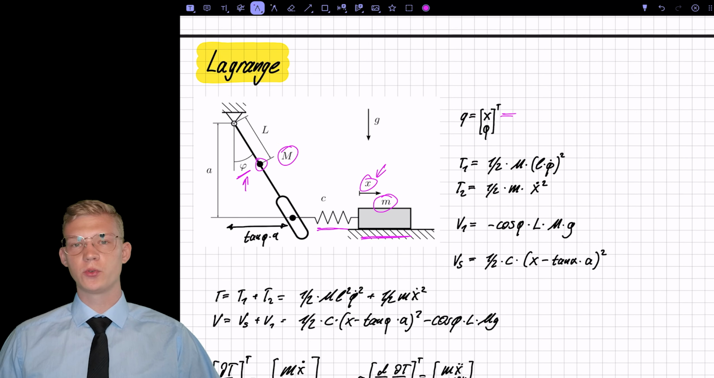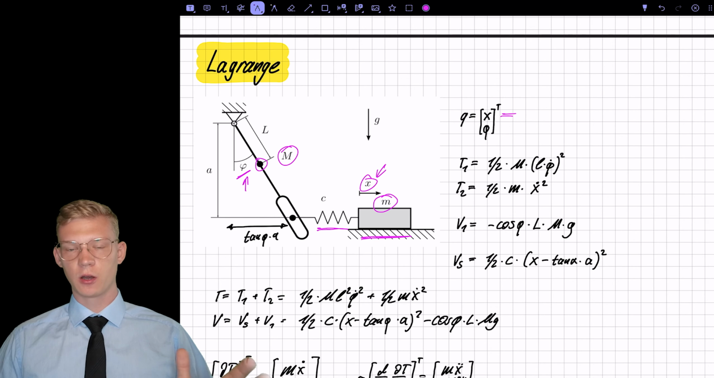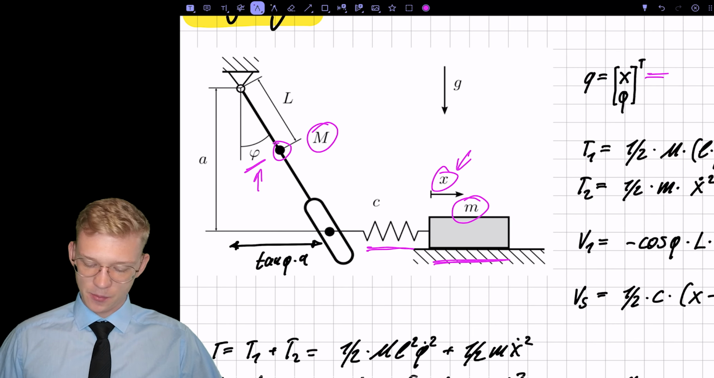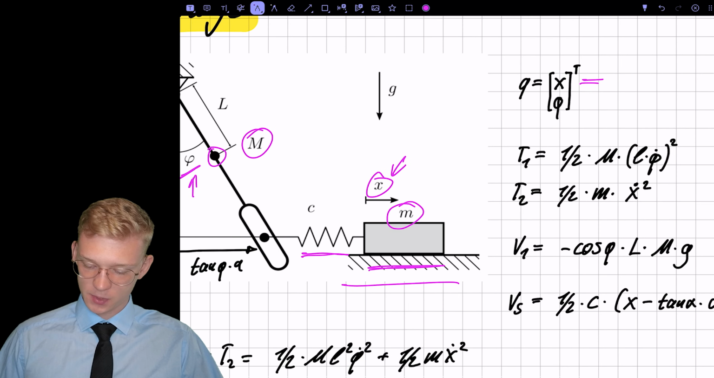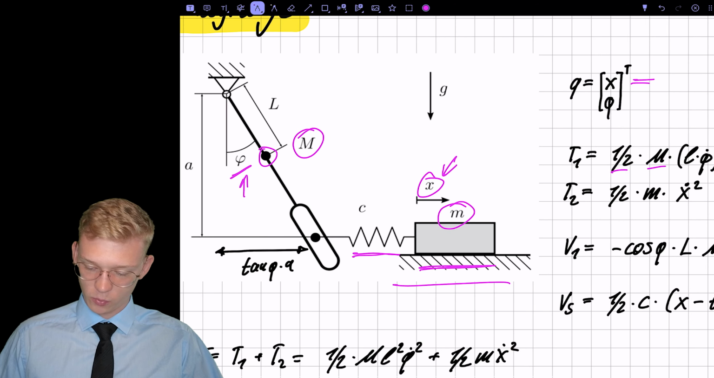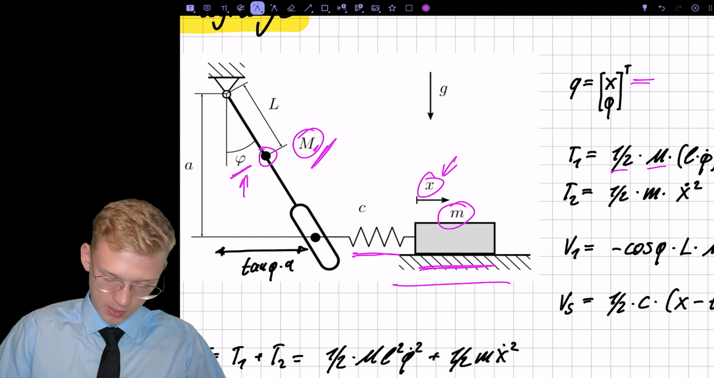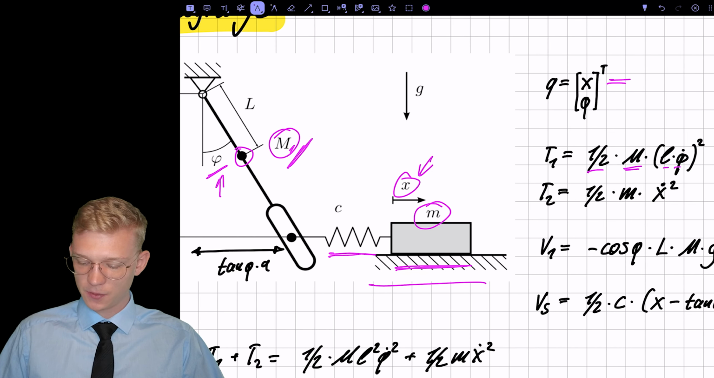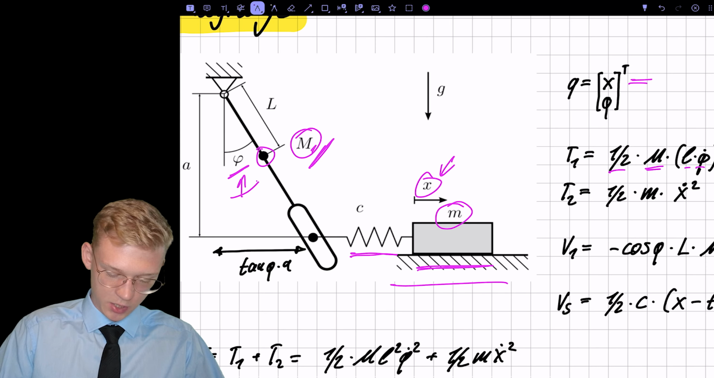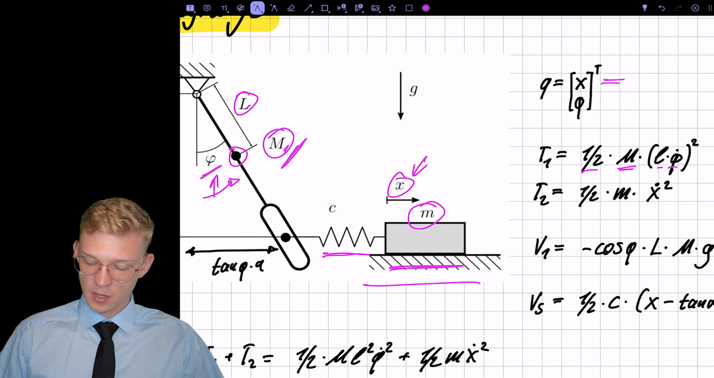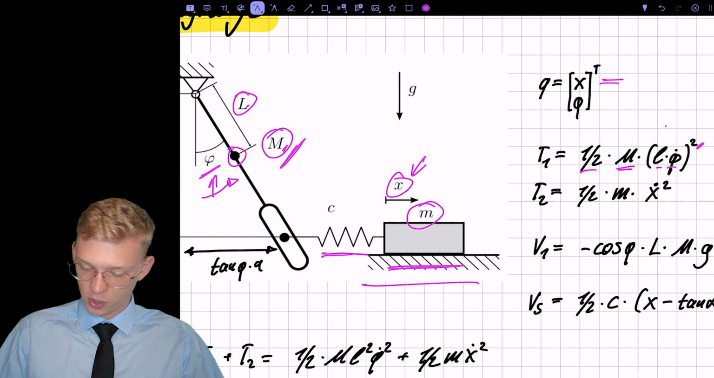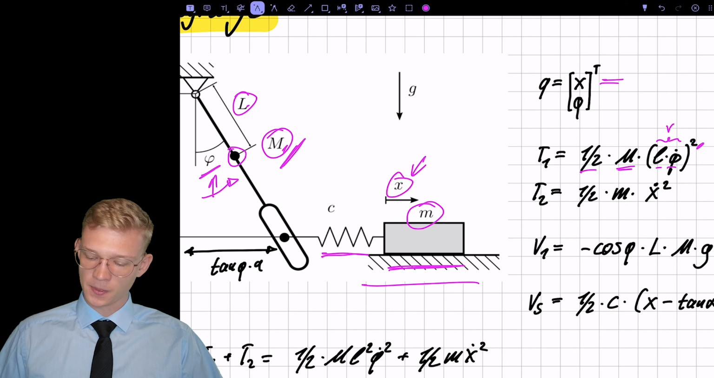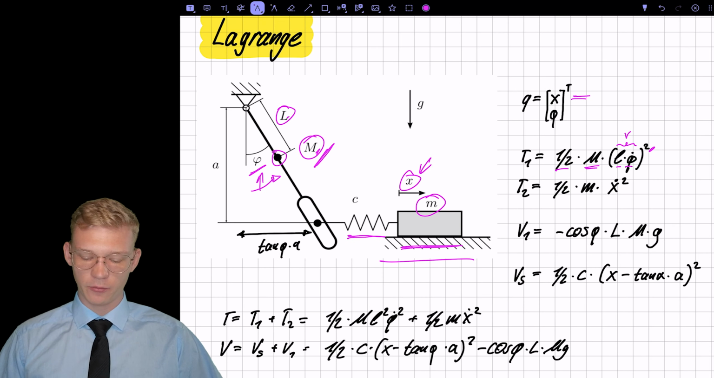The next thing we have to do is to get the kinetic energy of the whole system, and we do that step by step. We first look at mass number 1. So here we have 1.5 times the mass times, oh, sorry, that was the wrong one. So this is mass 1. So we have 1.5 times capital M times L times phi dot, because we have a change in angle, and we have the length squared. So this is our velocity, and we have it squared. So this is the kinetic energy of mass 1.